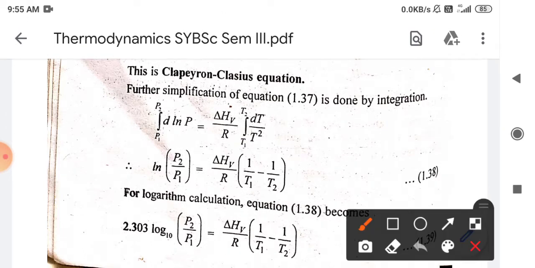So the integration from P1 to P2 of d ln P is equal to ΔHv upon R into the integration from T1 to T2 of 1 upon T squared. So what is the integration of this? The derivative and integration cancel out, so we are left with only ln P, that is ln of the upper limit over the lower, P2 upon P1.